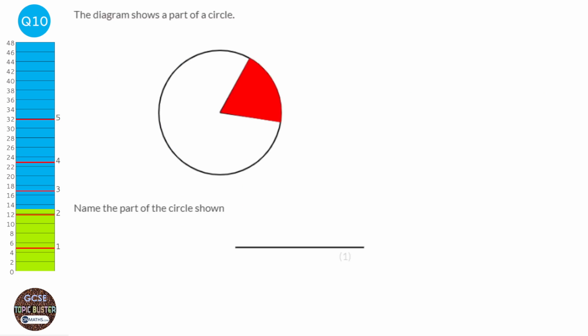You do need to know the parts of a circle. The full distance around the circle is called the circumference. If you've got a little bit of it, it's an arc. If you've got a line across it, that would be a chord. The part that's kind of trapped in there is called a segment. If you've got a line across the circle going through the center, that's a diameter. If you've got a line just going to the center, that's called a radius. If you've got a line that touches the circle just on one point, like that, that's a tangent. But in this case, we have a sector.